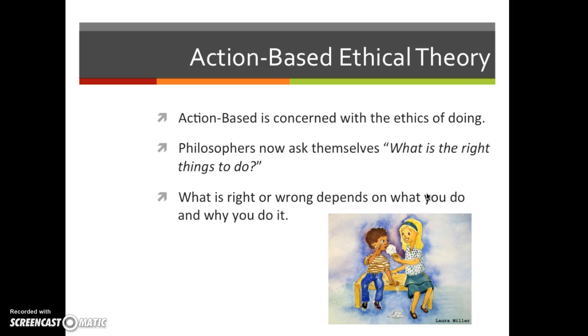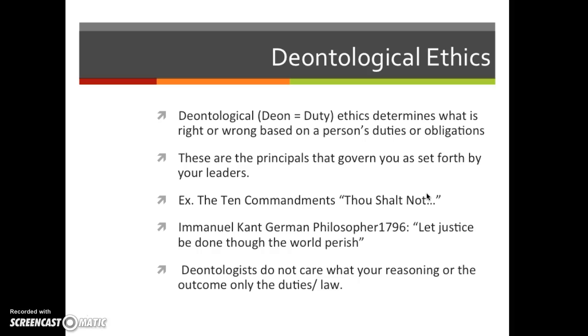Now, action-based ethical theory can be broken down into 2 different parts as well. And so the first of those parts is what we call deontological ethics. And deontological, or deon, can be defined as the word duty. It determines what is right or wrong based on your obligations or your duty as an individual. These are the principles or ideas that govern us as a people, and they're usually set forth by leaders, religious leaders or political leaders or things like that. There are things that we should and should not do. So our example there is the 10 Commandments. Thou shalt not kill is an idea of a principle that governs us as an individual.